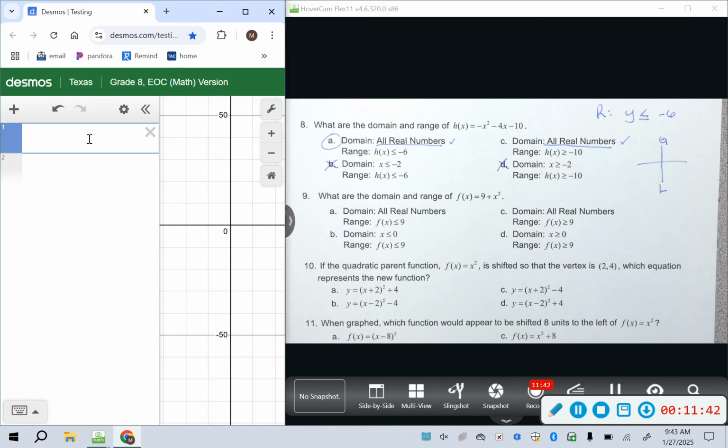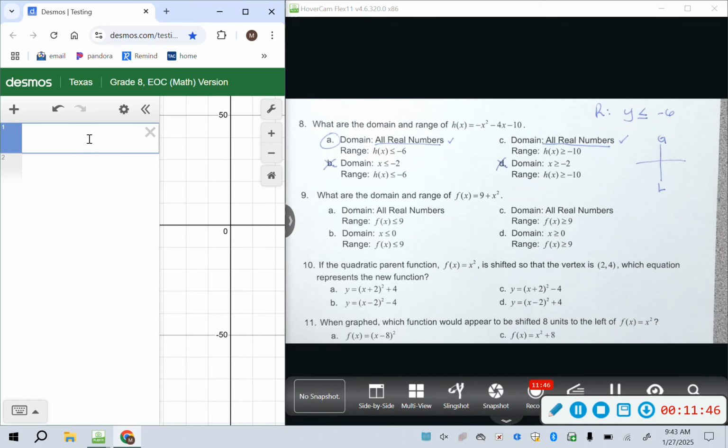Okay, so let's look at number 9. So same concept, I'm given an equation, I'm going to type it in.